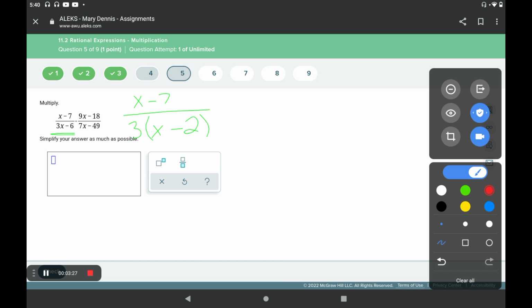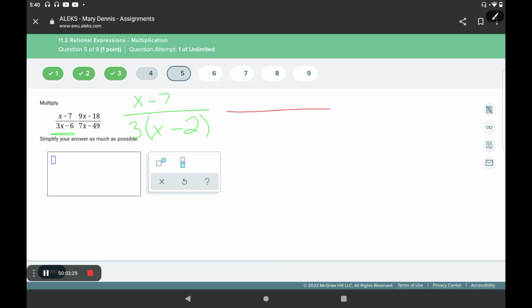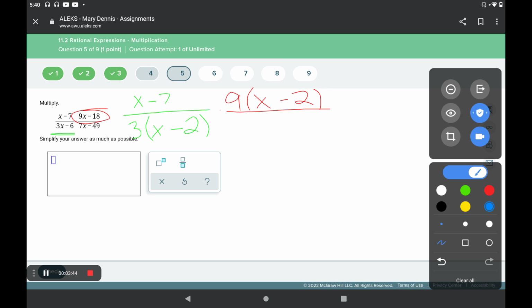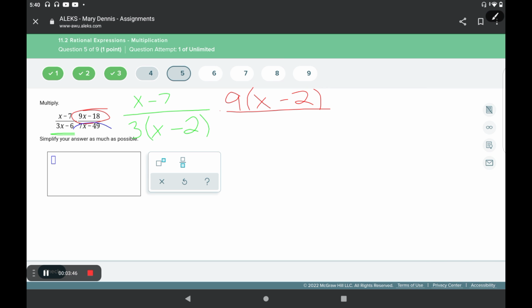Let's swap colors. On top, we can factor out a 9, so that in parentheses, I'd have x minus 2. And then on bottom, I can factor out a 7. It was 7x minus 49, so if I factor out a 7, I can do x minus 7, because 7 times 7 is 49.